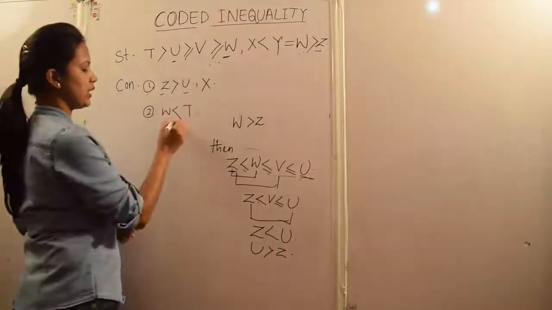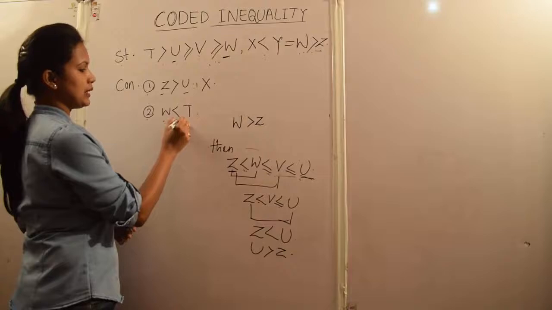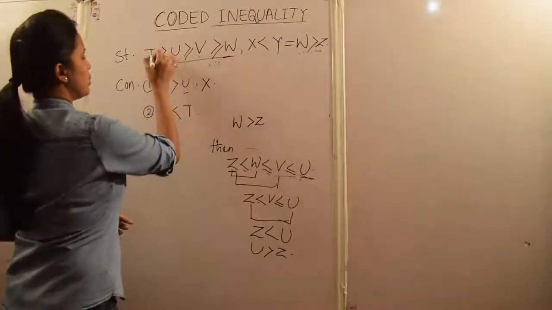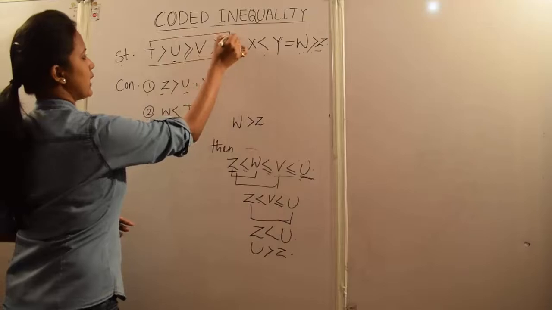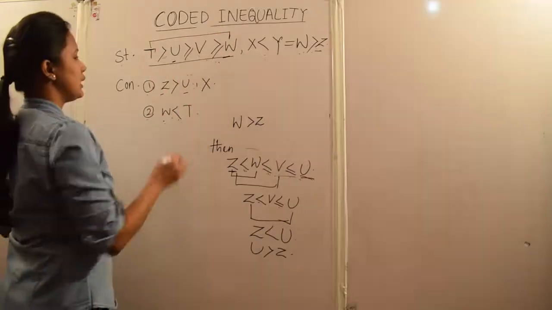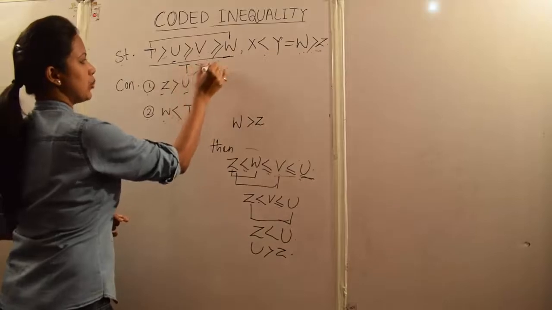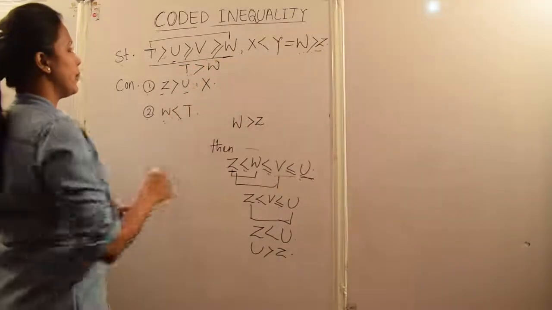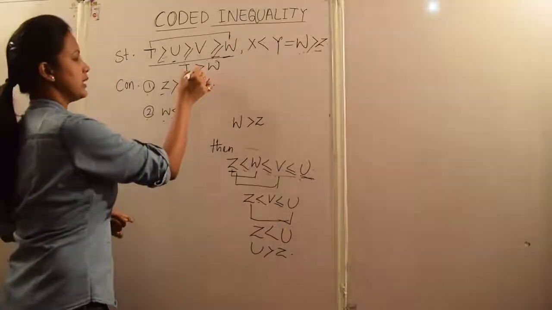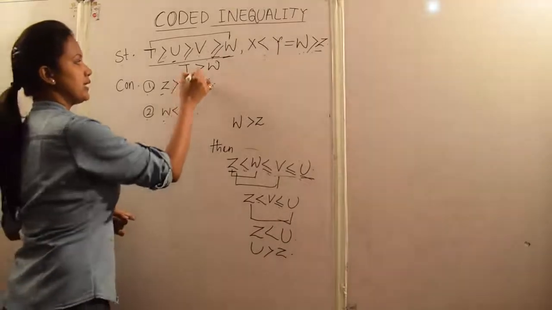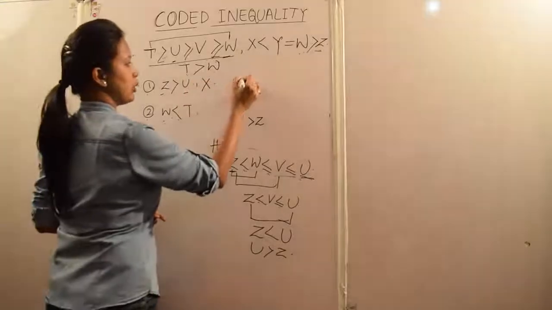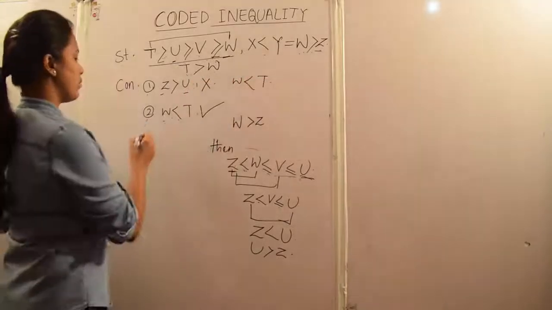Then from the second conclusion, it is given W is less than T. So from the first statement, the two variables T and W are there. So we will directly derive the conclusion from this statement. So here T is greater than W will be the conclusion, because the common inequality between these inequalities is the greater than symbol. So we will directly tell that T is greater than W. That means W is less than T. Then the answer will be the second one.